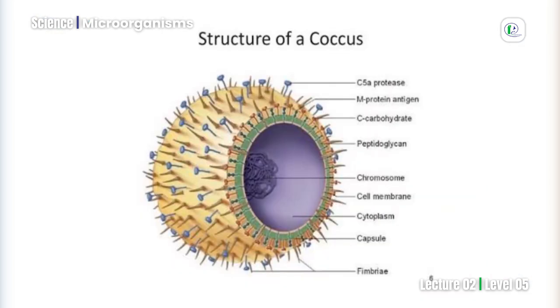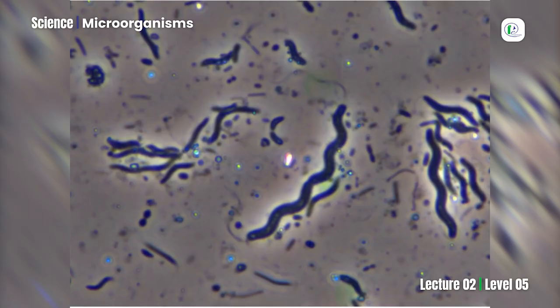Now let's discuss the shapes of bacteria. Look at this slide. This slide shows the spherical shape of bacteria, and the next slide shows the rod shape of bacteria. And to add one more thing, had there been no bacteria, there would have been piles of dead bodies all over the earth.